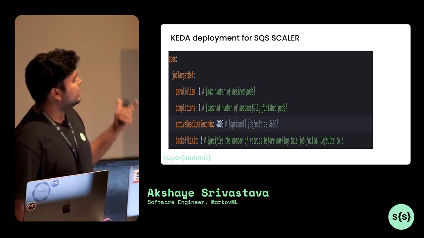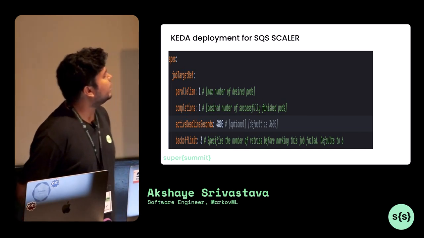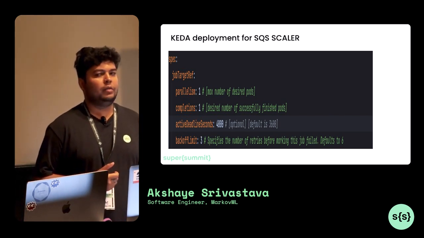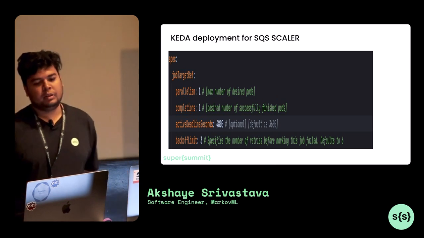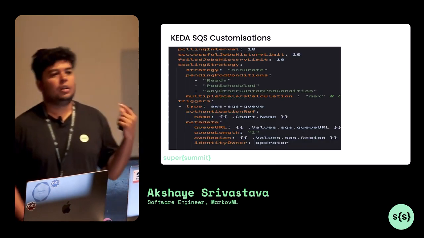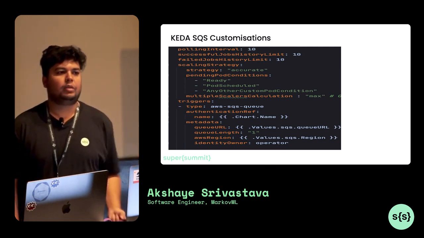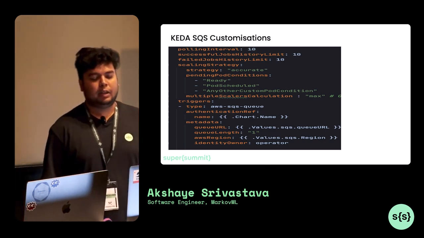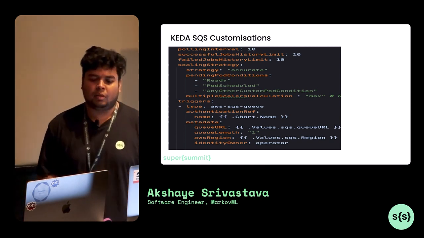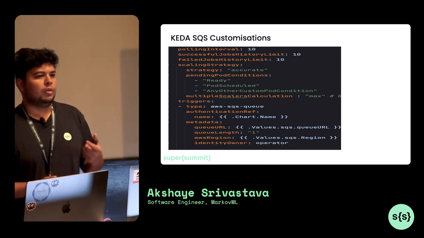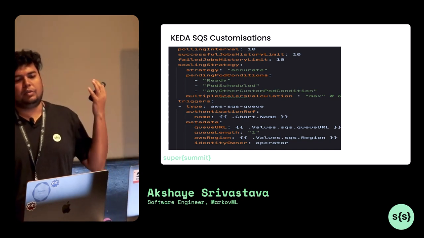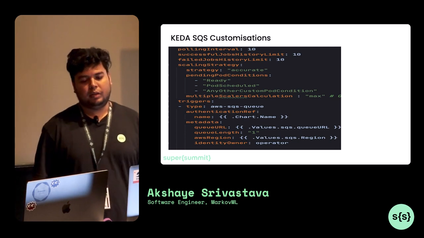Then other customizations are like polling interval. So Keda would basically poll your external metric. Here it is SQS. So you can configure at what cadence you want your operator to poll your SQS to get the length of the queue, which is an approximate number. Other things like successful job history limit or failed job history limit are more for logging purposes, where you want to log basically the last 10 jobs or last 10 failed jobs.